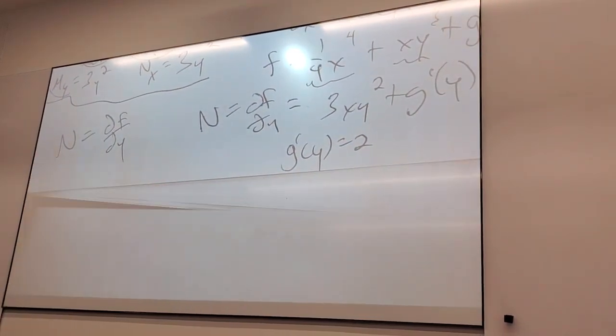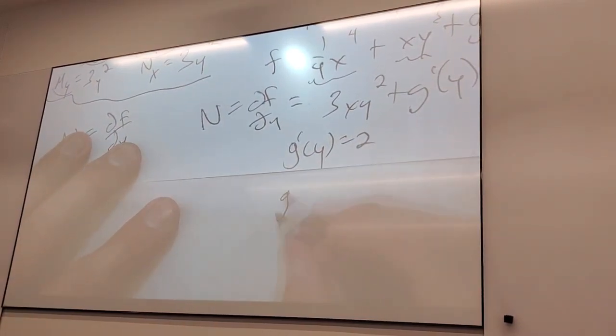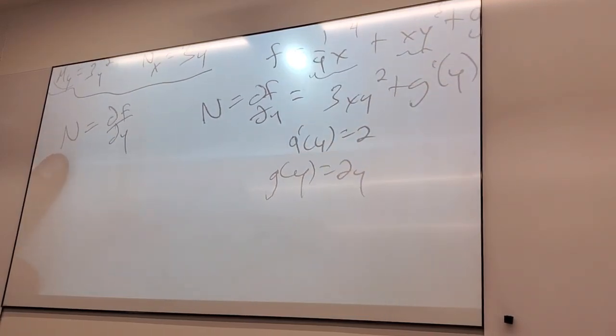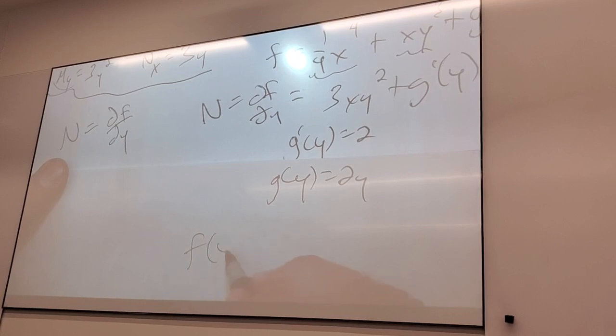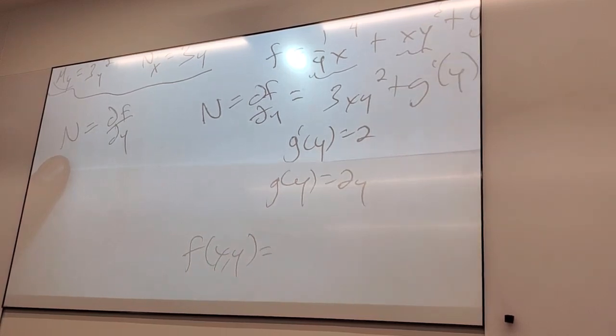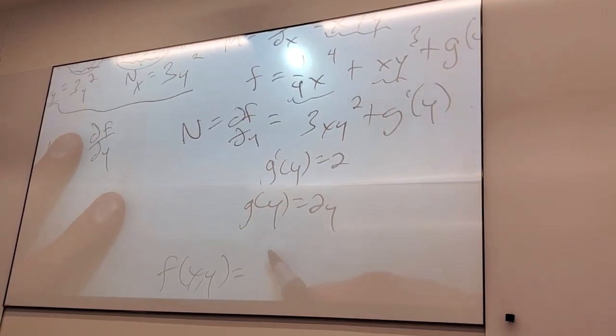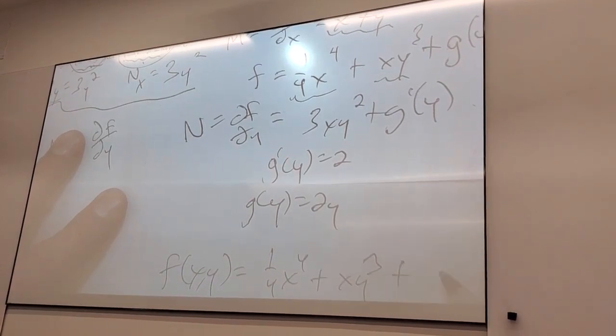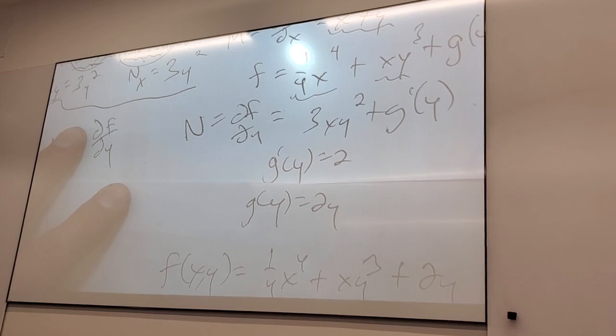So what's g of y? 2y. Then what's f? 1/4 times x to the 4th, so I've already got this piece. 1/4 x to the 4th plus xy cubed plus 2y. Now that's what f is.